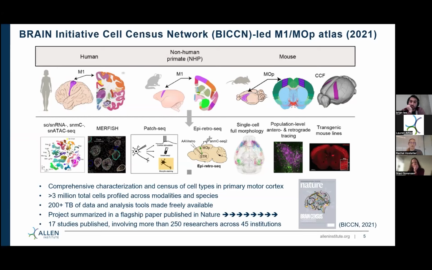And again, I mentioned this study resulted in 17 papers. So hundreds of people worked on this project. It was a huge amount of data. And there's a summary flagship paper that was published in Nature in 2021. That's featured down here on the right. And yeah, this was a very large collaborative effort, resulting from hundreds of people across over 45 institutions. And this was all published in 2021.